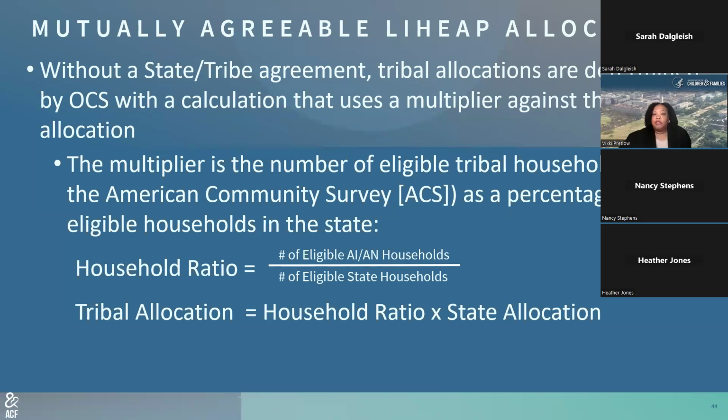There's some issues with this method, mainly that the ACS may not accurately count tribal households, which could leave the tribe with a lower allocation than necessary to serve their LIHEAP eligible clients. Next slide.